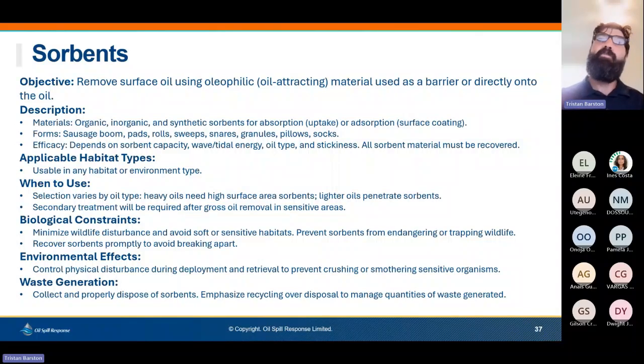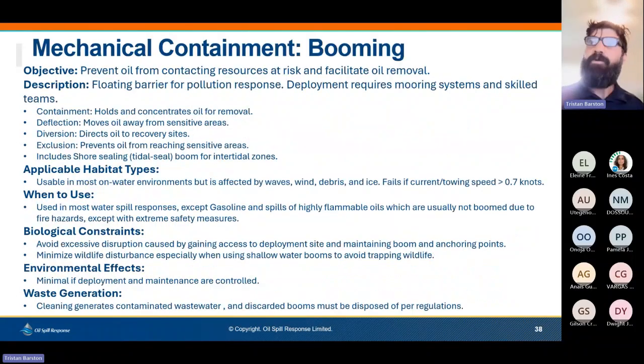So we want to make sure that when we use sorbents, we know they're a great first strike response tool. But if we're using them for heavier products, they are just that, our first strike response. We want to do something else on top of that, so we don't keep using all these sorbent materials inefficiently. So when we're looking at what we can do, it's booms.